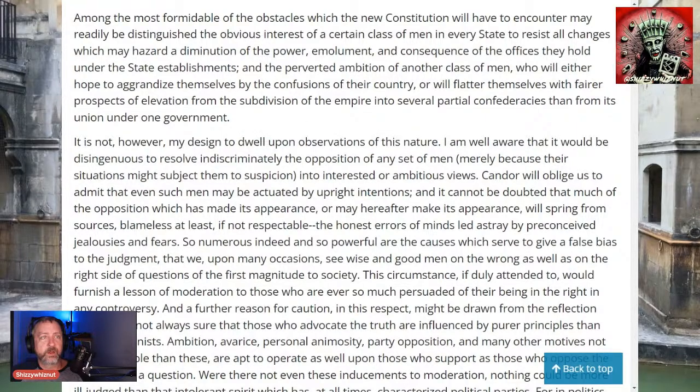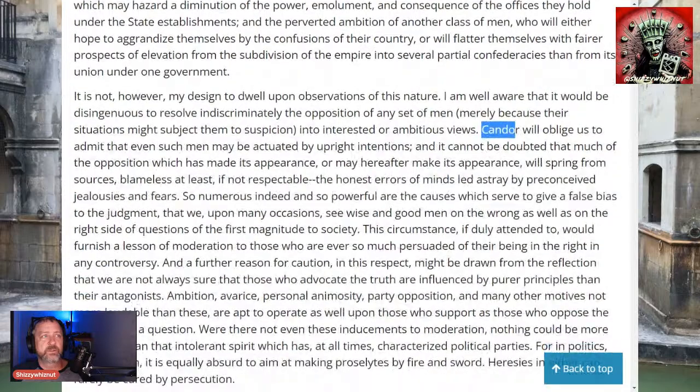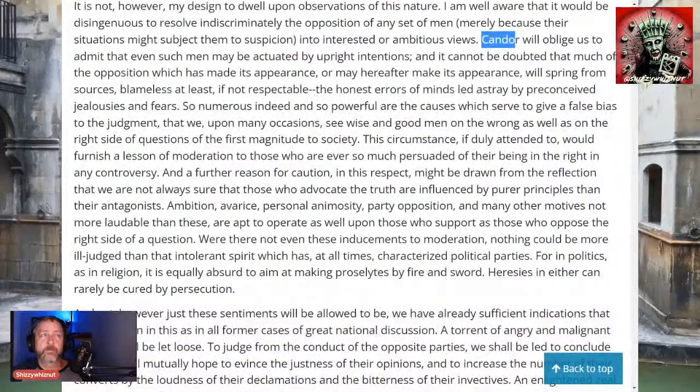I am well aware that it could be disingenuous to resolve indiscriminately the opposition of any set of men merely because their situations might subject them to suspicion, and to interested or ambitious views. Candor will oblige us to admit that even such men may be actuated by upright intentions. I don't know, could be upright intentions that they're looking to have at this period of time in the 1700s. Was it? I mean, we're getting ready to hit into the 1800s when this was written.